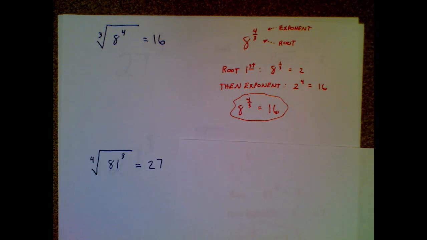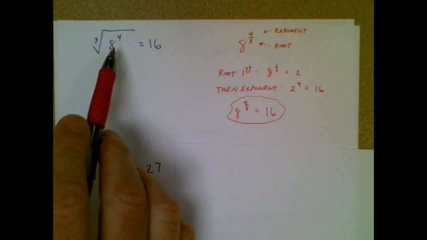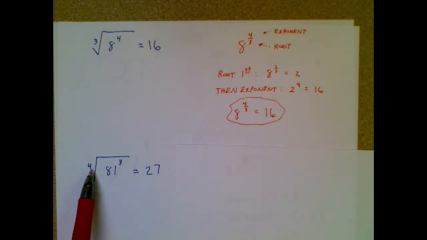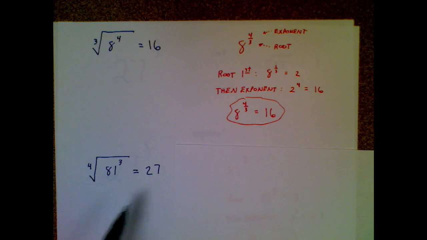If you want to see if you're really understanding all that mess that we just did up top, try it with this one. I have a fourth root and a third exponent, and I should get an answer of 27, but can you figure out how you got that 27? Pause the video for a moment and see if you can do it.